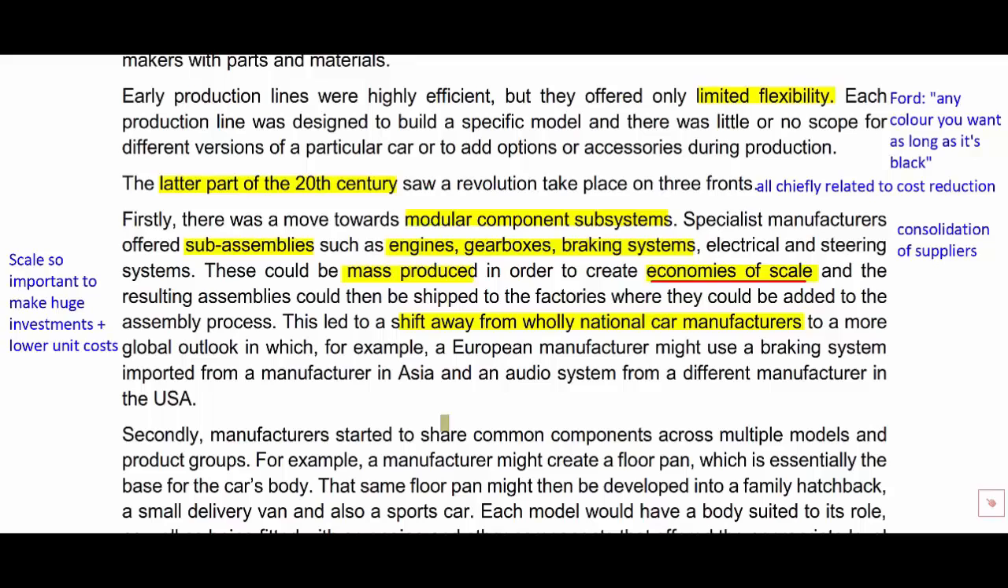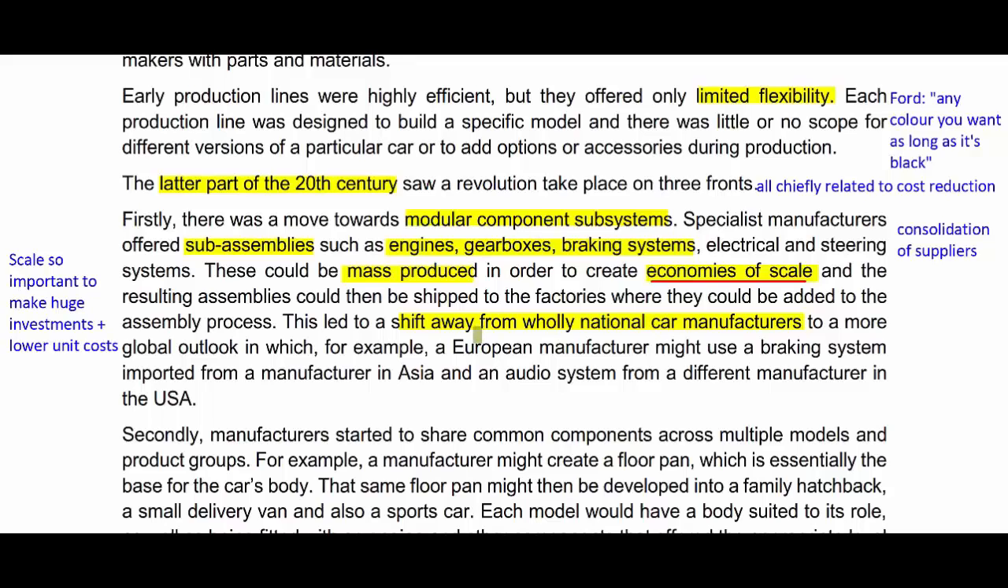So we're given an example. A European manufacturer, for example, might use a braking system imported from a manufacturer in Asia, and an audio system from a different manufacturer in the USA. So that's the first development, modular component subsystems, these sub-assemblies.